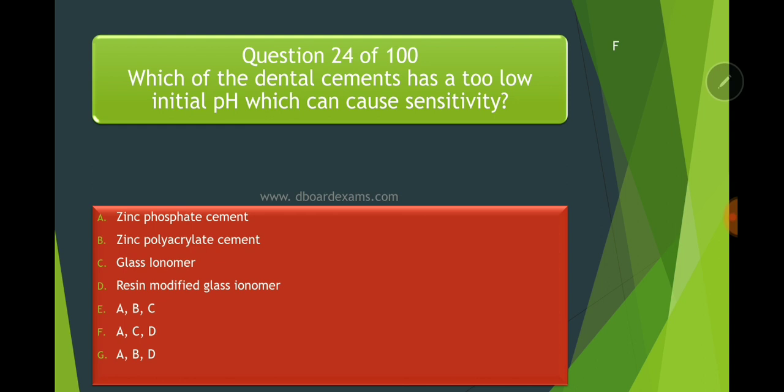Which of the following cements has a too low initial pH, which can cause sensitivity? And here, actually, I forgot to remove the answer there. So the answer is F. A, C, and D are correct. Zinc phosphate cement and the glass ionomer cements also have initial low pH. So the answer is F. It's already there. But this question is very important to understand the properties of cements. So make sure you know and understand them well.